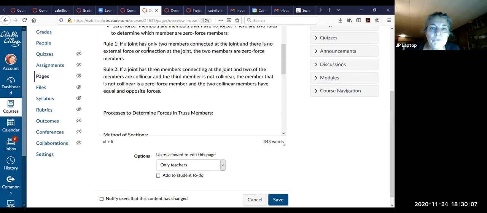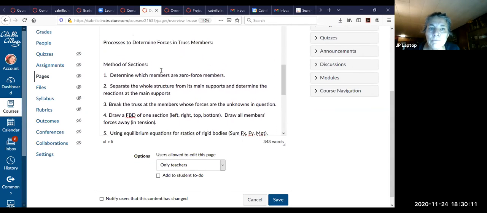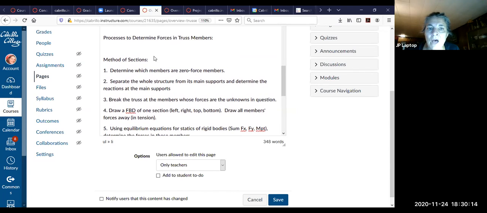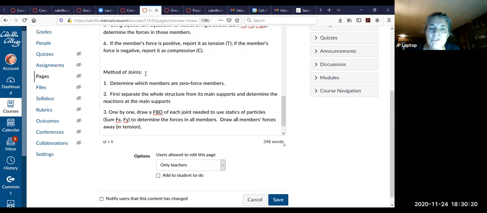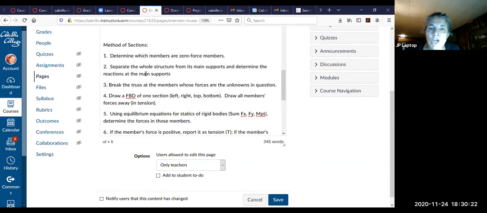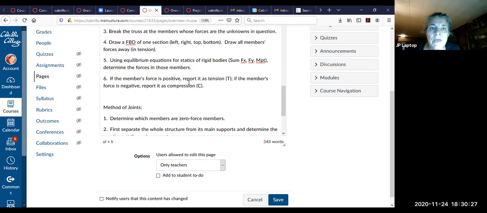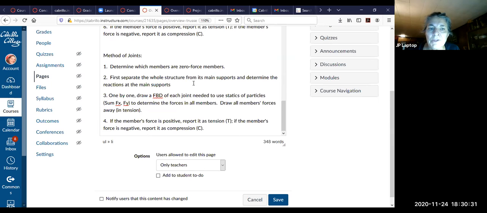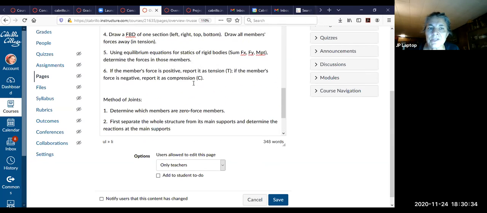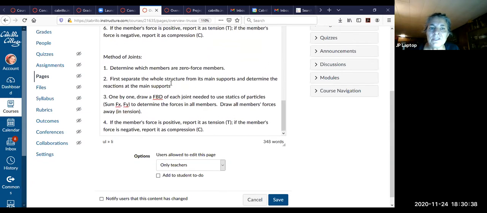And remember, there are two rules, and remember those rules. And then you have two ways of solving for forces in a truss. One is method of sections, and one is method of joints. In both cases, you first find which members are the zero force members. Then the next one is to separate the whole structure from its main supports and determine the reactions of the supports. And then this is where sections and joints differ.